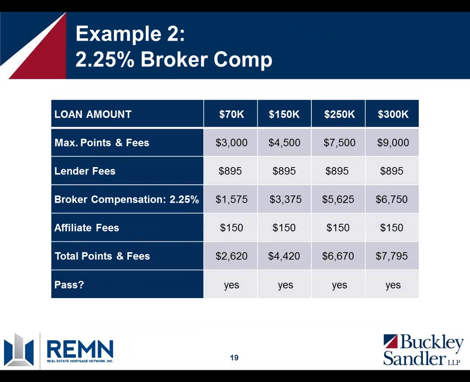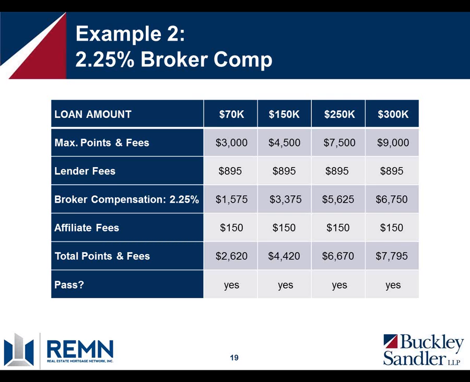Okay, so moving on to example number 2. All right, same loan amounts, same maximum points and fees, same lender fee. Here the broker compensation is 2 1/4, but we've got no PMI, and we've got affiliate fees of $150.